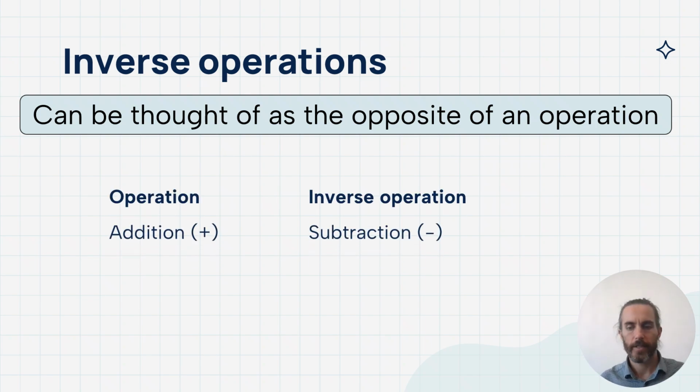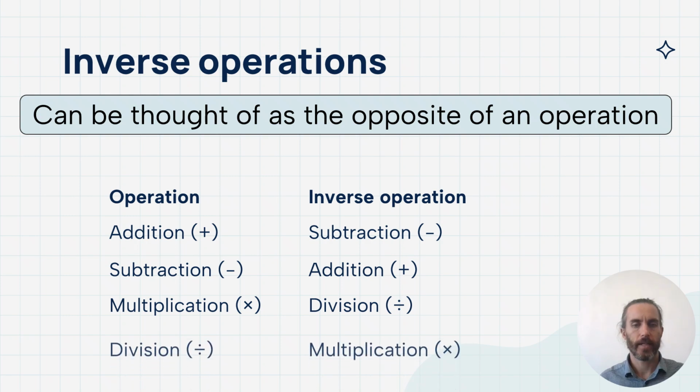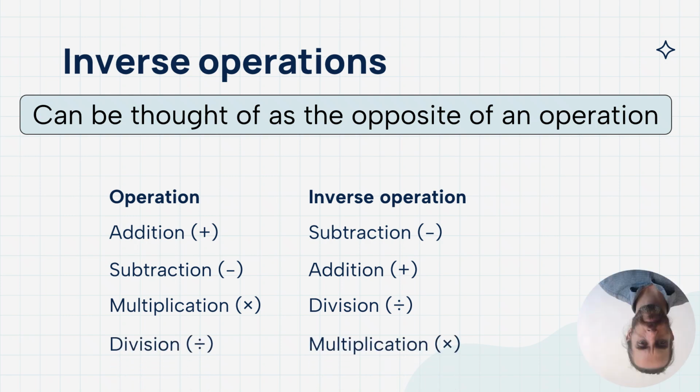What's the opposite of addition? Subtraction. What's the opposite of subtraction? Addition. So these things undo the original operation. So if we take multiplication, the opposite to that is division, and division is multiplication.